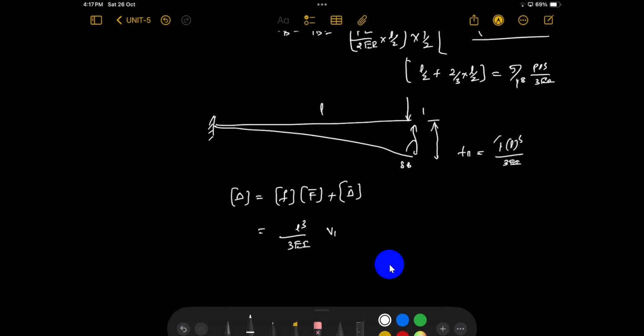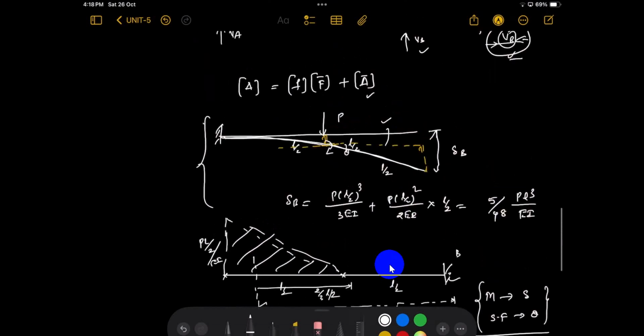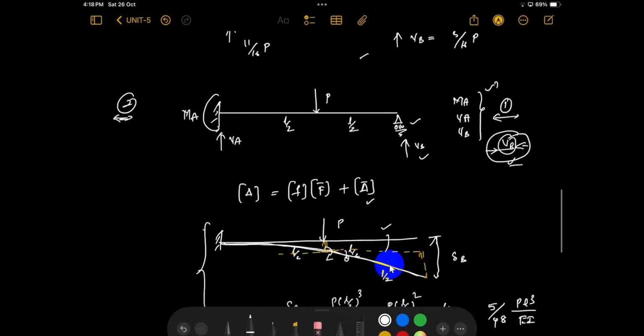Force is VB plus displacement is 5 PL cube by 48 EI. So what is the final displacement? It is 0. See, you already know. What is the final displacement here? In the direction of VB, there is no displacement because it is a support.